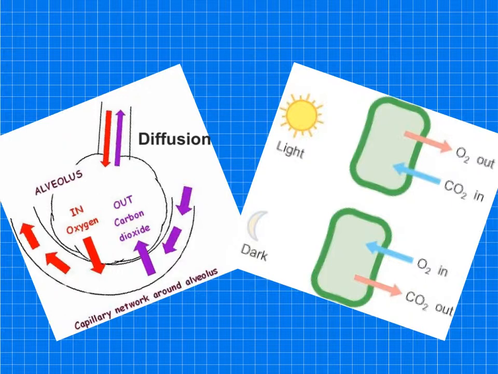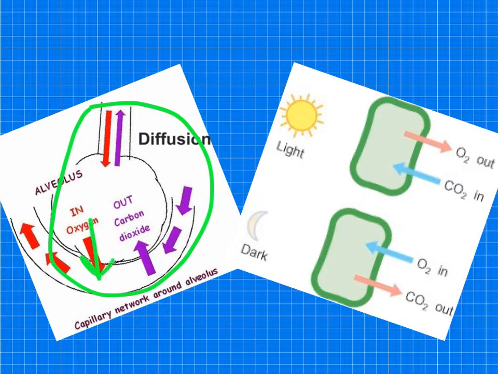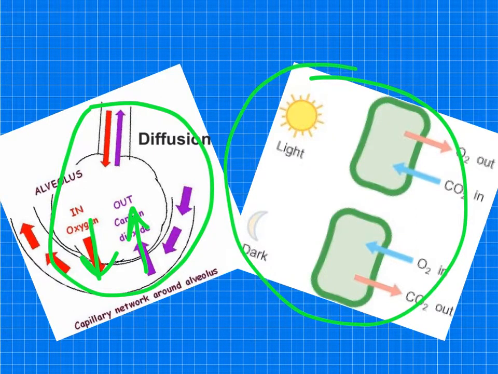A couple of examples of diffusion are shown here. For example, in your lungs, within the alveoli, you have to diffuse oxygen into your blood, and you need to diffuse carbon dioxide out of your blood. In plant cells, through stomata, carbon dioxide and oxygen can be diffused in and out of the plant. So diffusion is really an essential part of living things, and it's really important to understand what also affects the rates of diffusion as well.